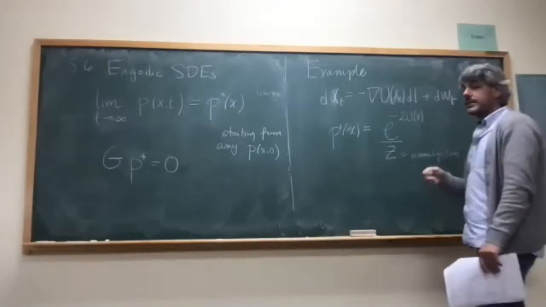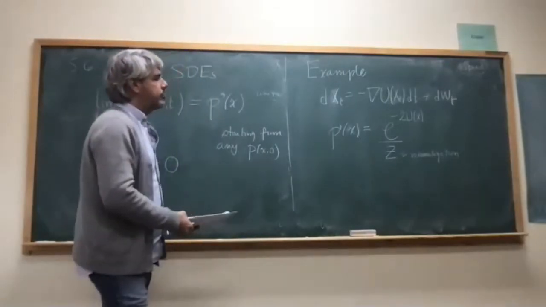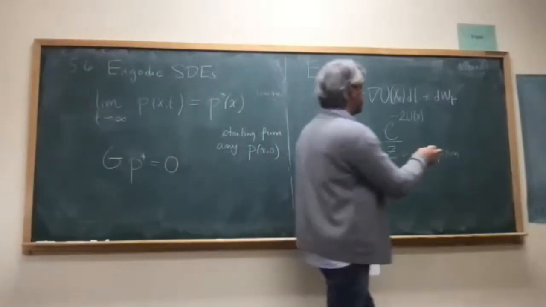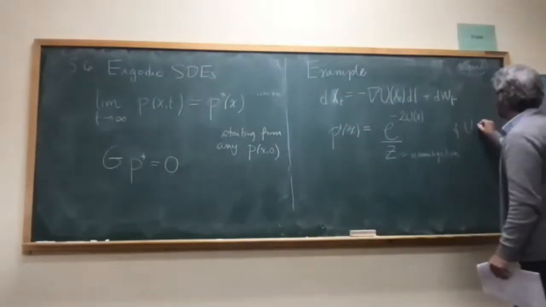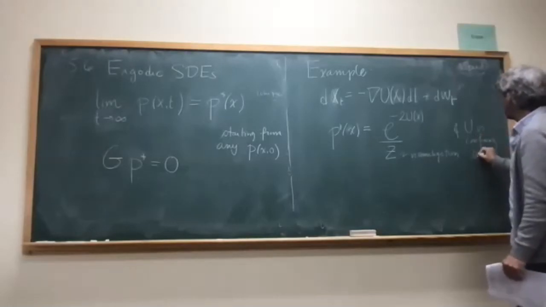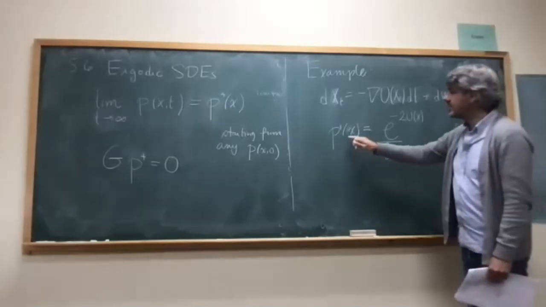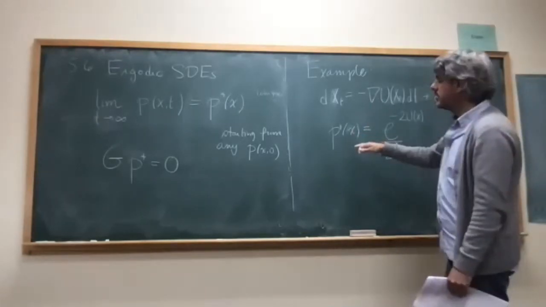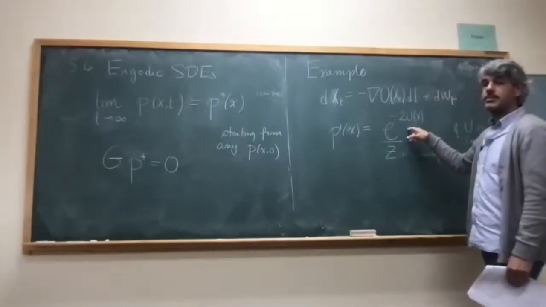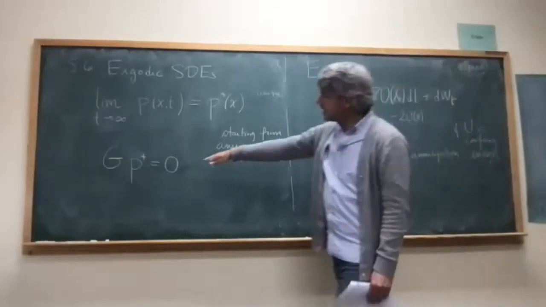I'm not proving this because this is part of the coursework. So in coursework number 5, you have to prove this in some of the questions. So this is one case where, for some potential, not all U actually will have a stationary distribution, but if the potential is confining enough, then you have a unique stationary distribution, so it's ergodic, and this is the stationary distribution. You can check this by plugging this distribution into the Fokker-Planck equation, and then you'll see that it satisfies this equation.